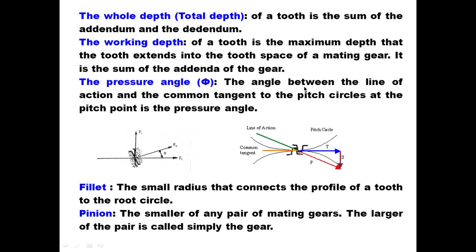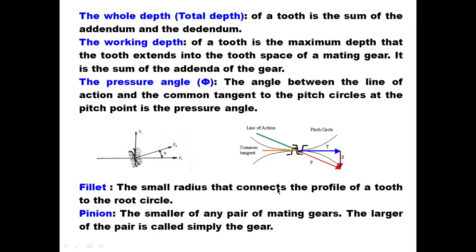Now the pressure angle that we have seen is the angle between the line of action and the common tangent to the pitch circle at the pitch point. You can see here this is the common tangent, that was your pitch circle, and the green one is your line of action. Fillet is the small radius that connects the profile of a tooth to the root circle.